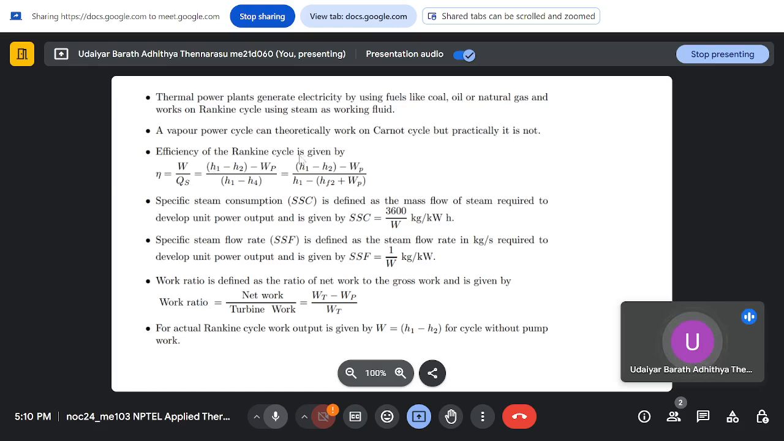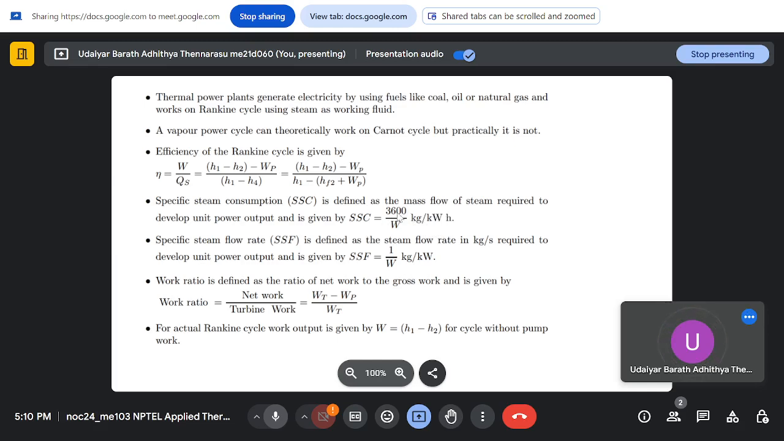So the efficiency of the Rankine cycle is given by work divided by Qs, the heat supplied. So work is h1 minus h2, the specific turbine work, minus the pump work. This is all in specific quantities, so you have to multiply by mass if you want. Then there's a term called specific steam consumption. The specific steam consumption is defined as the mass flow of steam required to develop unit power output. So this we require in kg per kilowatt-hour.